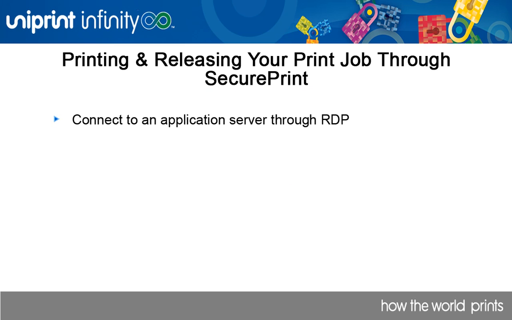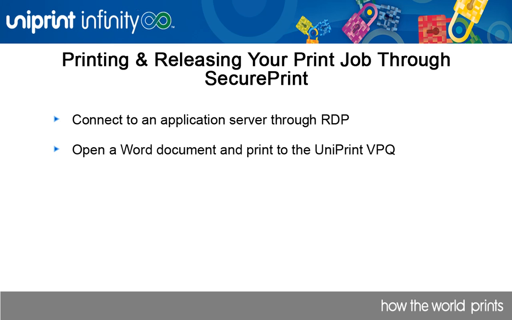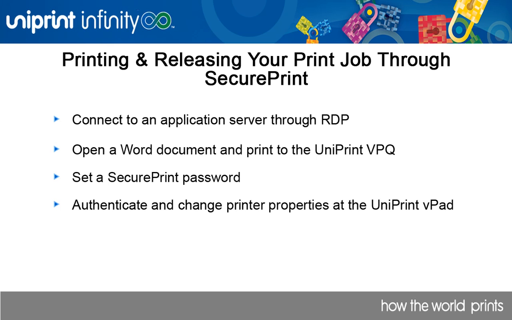We'll start by connecting to an application server through RDP, where we'll open a Word document and then select the UniPrint VP queue or virtual print queue. We'll set a SecurePrint password and then print it. Then on the vPad, we'll authenticate and show you how to change printer properties. Finally, we'll demonstrate how to clear the SecurePrint password from memory.